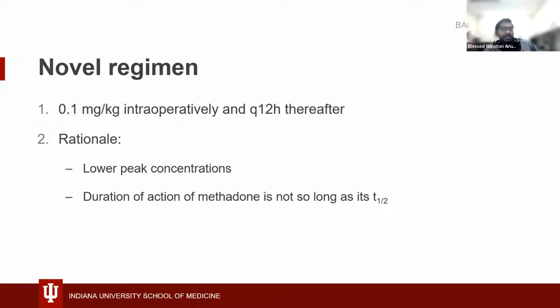And the rationale is that you will hit lower peak concentrations, so lower chances of respiratory depression, and the duration of action of methadone is probably not as long as its T-half. There is some evidence to that. So it's better to give it more frequently and not just go by its pharmacokinetic T-half. And this way you can escape with a lower concentration.